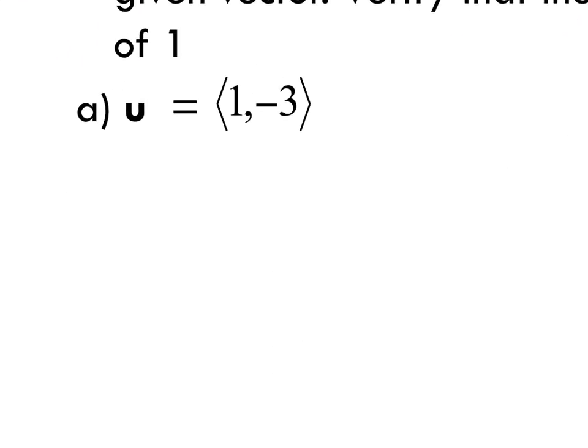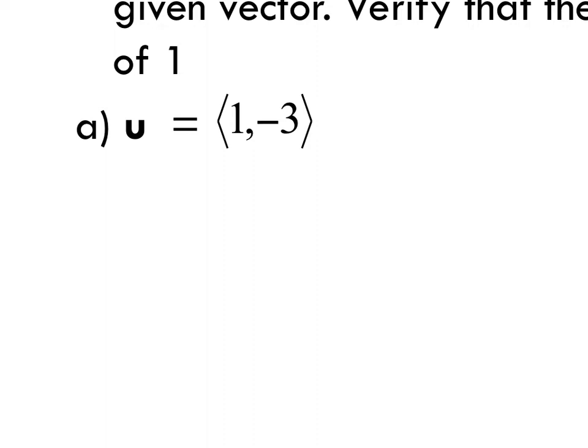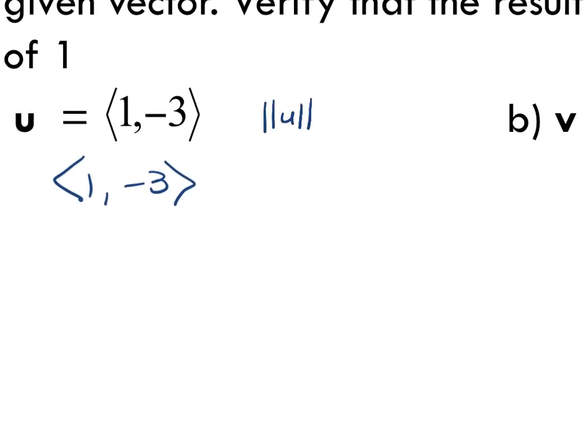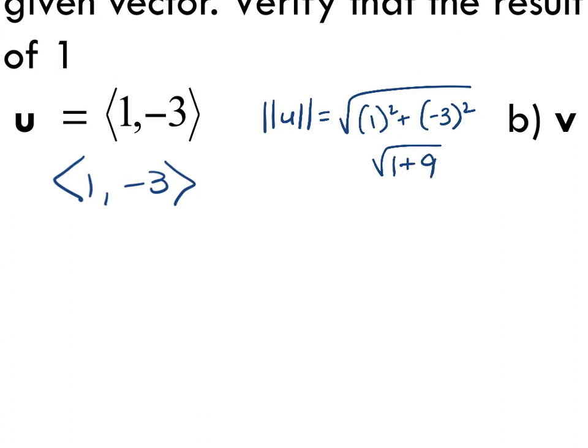So A gives me u is (1, negative 3). That is its component form, and that stays in my numerator. But then I need to find the magnitude of u. It's already in component form, so I don't want to do the distance formula. I couldn't if I wanted to because I don't know the initial and the terminal points. So I do the square root of a, which is 1 squared, plus b, which is negative 3 squared. Square root of 1 plus 9, which is the square root of 10. So that is the magnitude of u, and that goes in the bottom of this fraction.